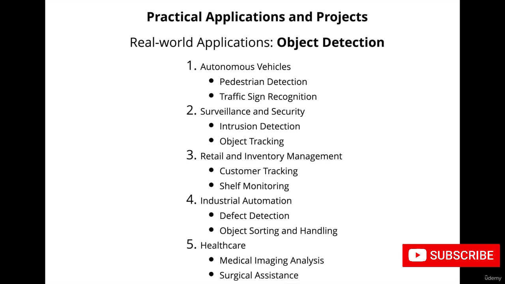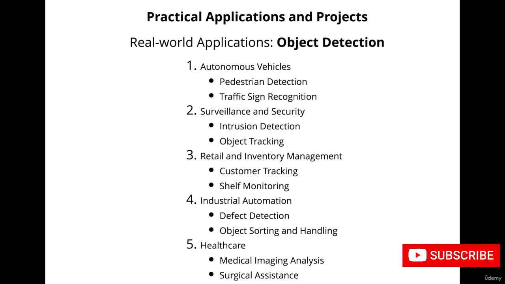Surveillance and security industry. Intrusion detection. Object detection is employed in surveillance systems for detecting intruders, unauthorized personnel, or suspicious activities in restricted areas. It helps security personnel identify potential threats and respond promptly to security breaches or perimeter breaches.